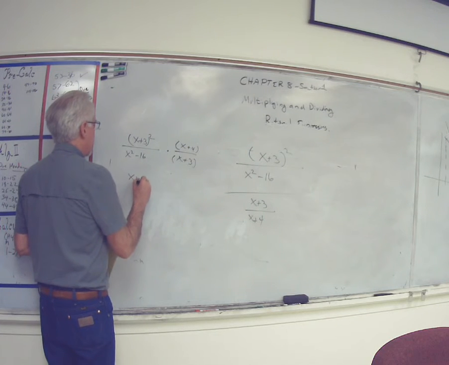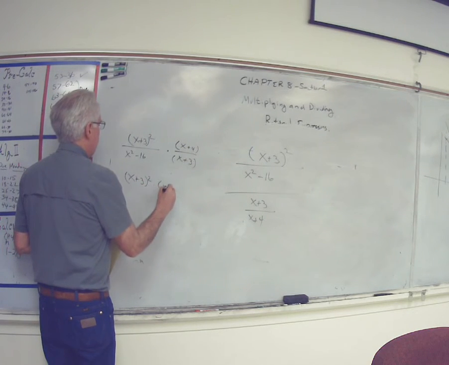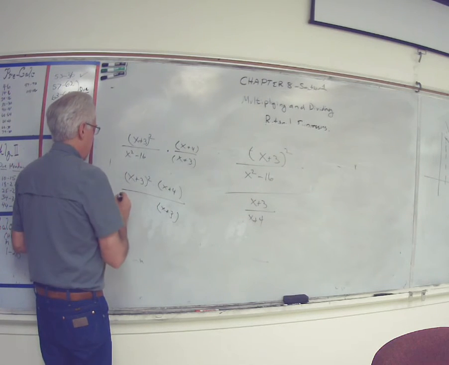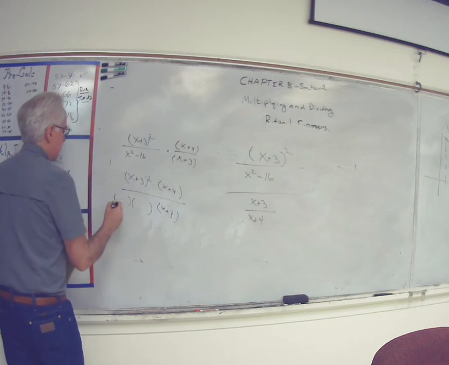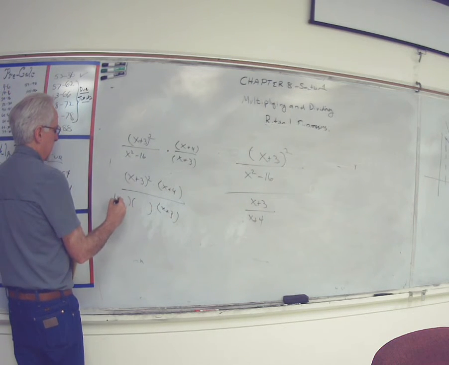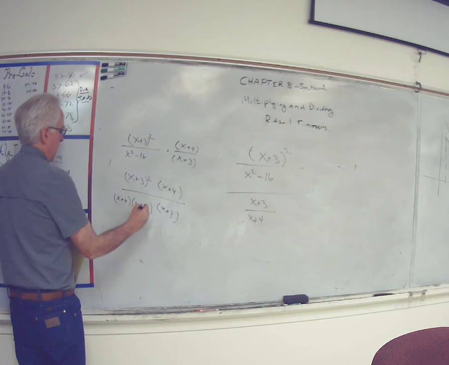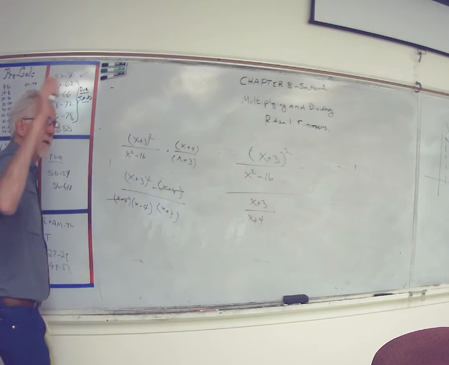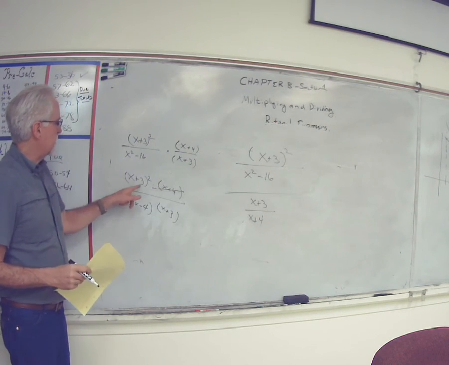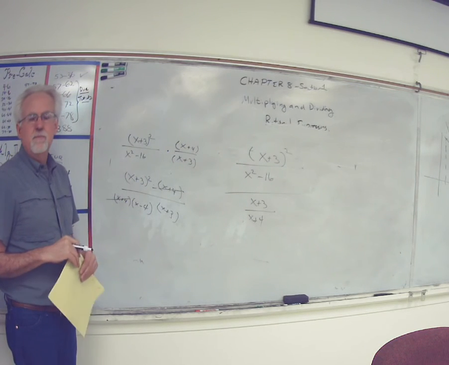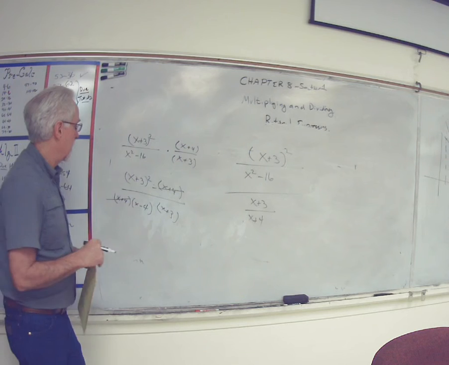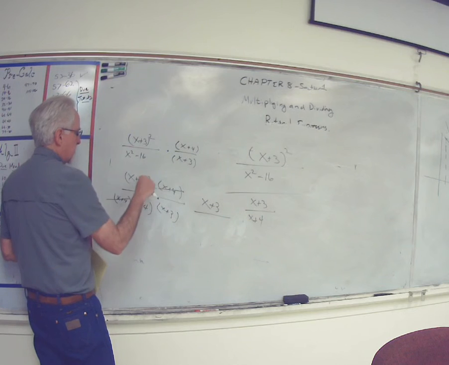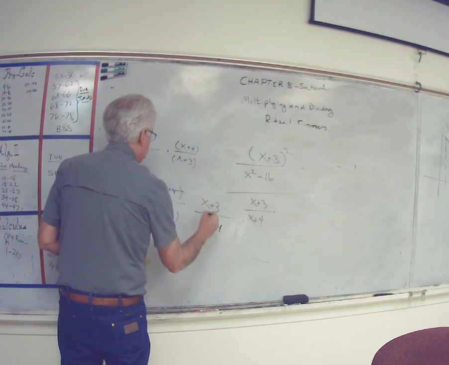So I'm going to have x plus 3 squared times x plus 4 over x plus 3. And then, Jaden, what does x squared minus 16 become? x plus 4, x minus 4. And what's going to happen? Bunch of magic. x plus 4 over x plus 4 makes 1. And then x plus 3 squared over x plus 3, what does that become, Josie? x plus 3 over 1. Yes. So then I'm going to have x plus 3 over x minus 4.